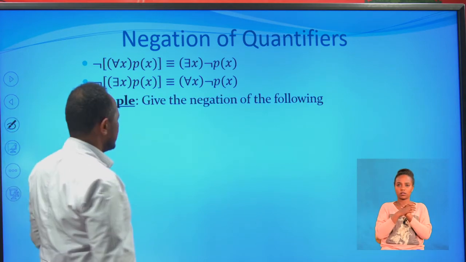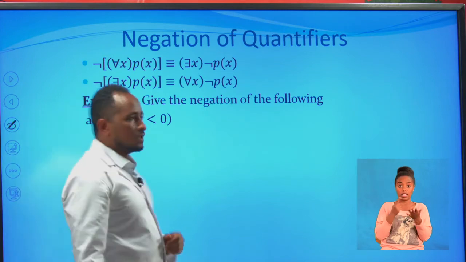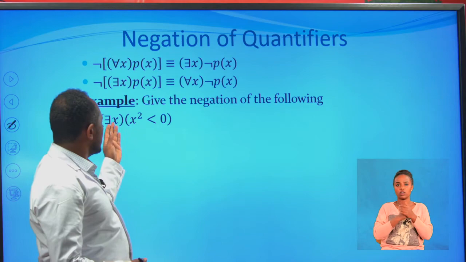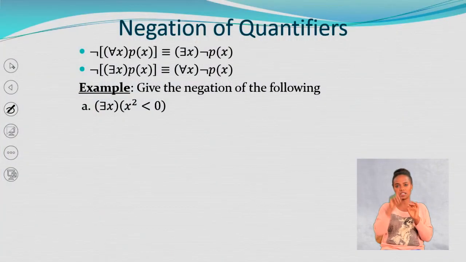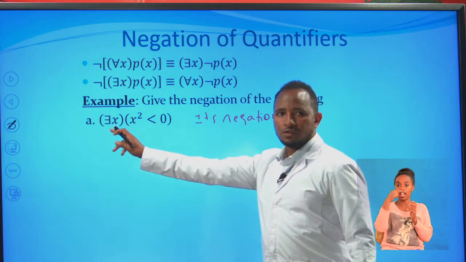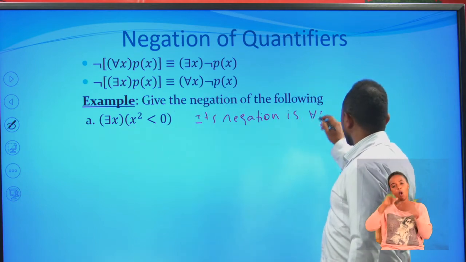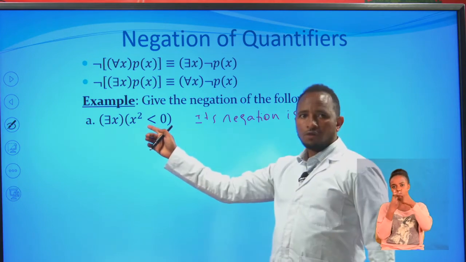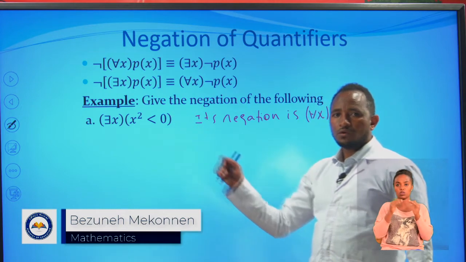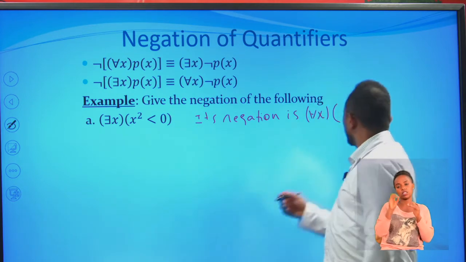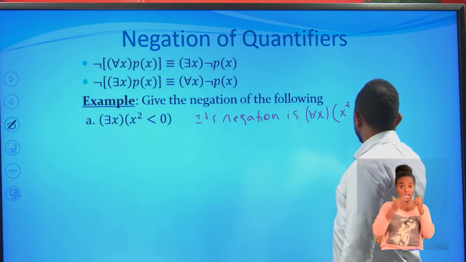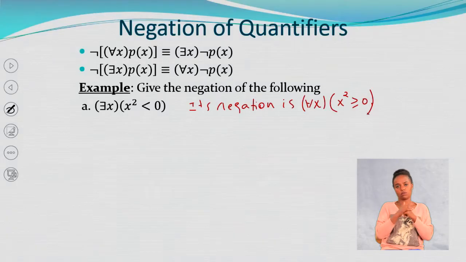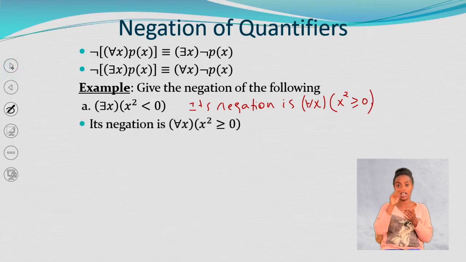Now, let's see an example. Give the negation of the following. What will be the negation of for some x, x squared less than 0? Its negation is: for some x converted into for all x. And the negation of x squared less than 0 is x squared greater than or equal to 0. The negation of less than is greater than or equal to. So the negation is for all x, x squared greater than or equal to 0.